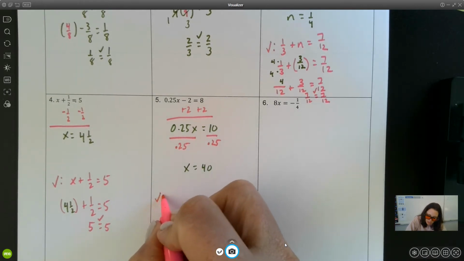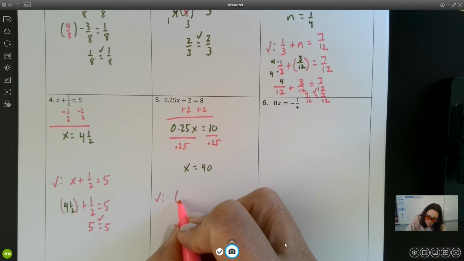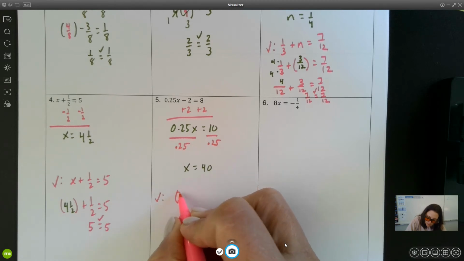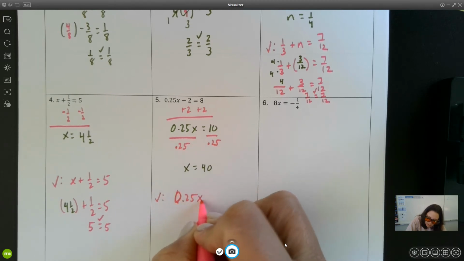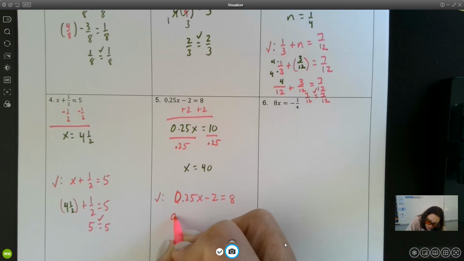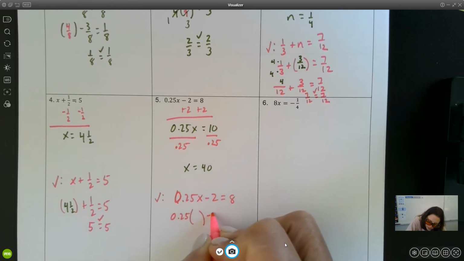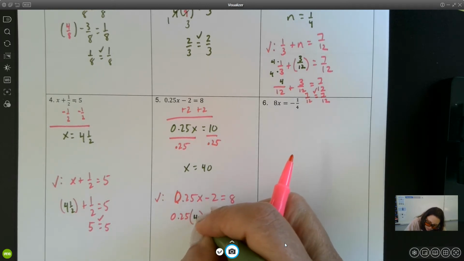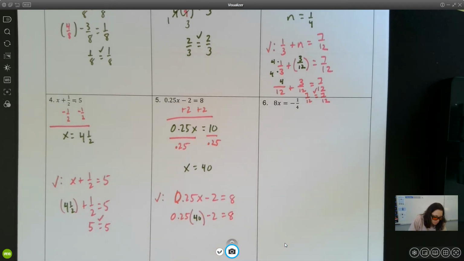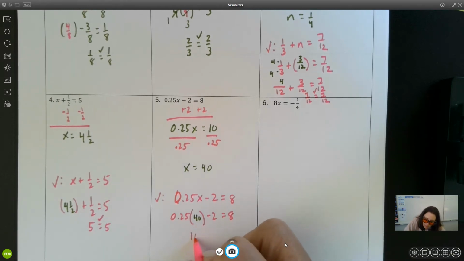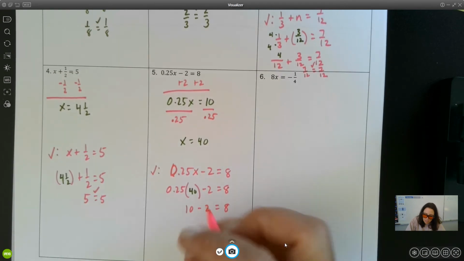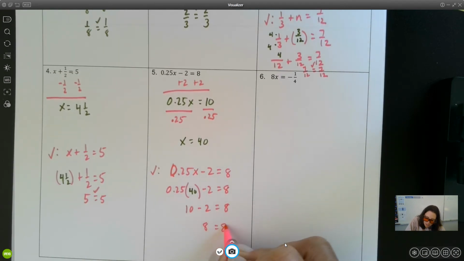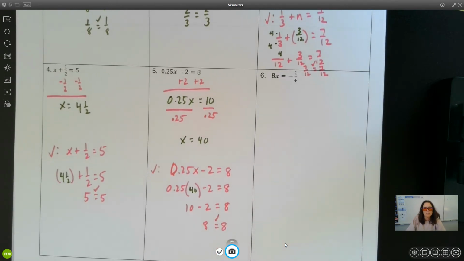Okay, let's do a check. 0.25x minus 2 equals 8. 0.25 parentheses minus 2 equals 8. Tucking in a 40 right here. 40 times 0.25 is 10, minus 2 equals 8. What is 10 minus 2? That's 8. Is 8 equal to 8? Yes, it is.